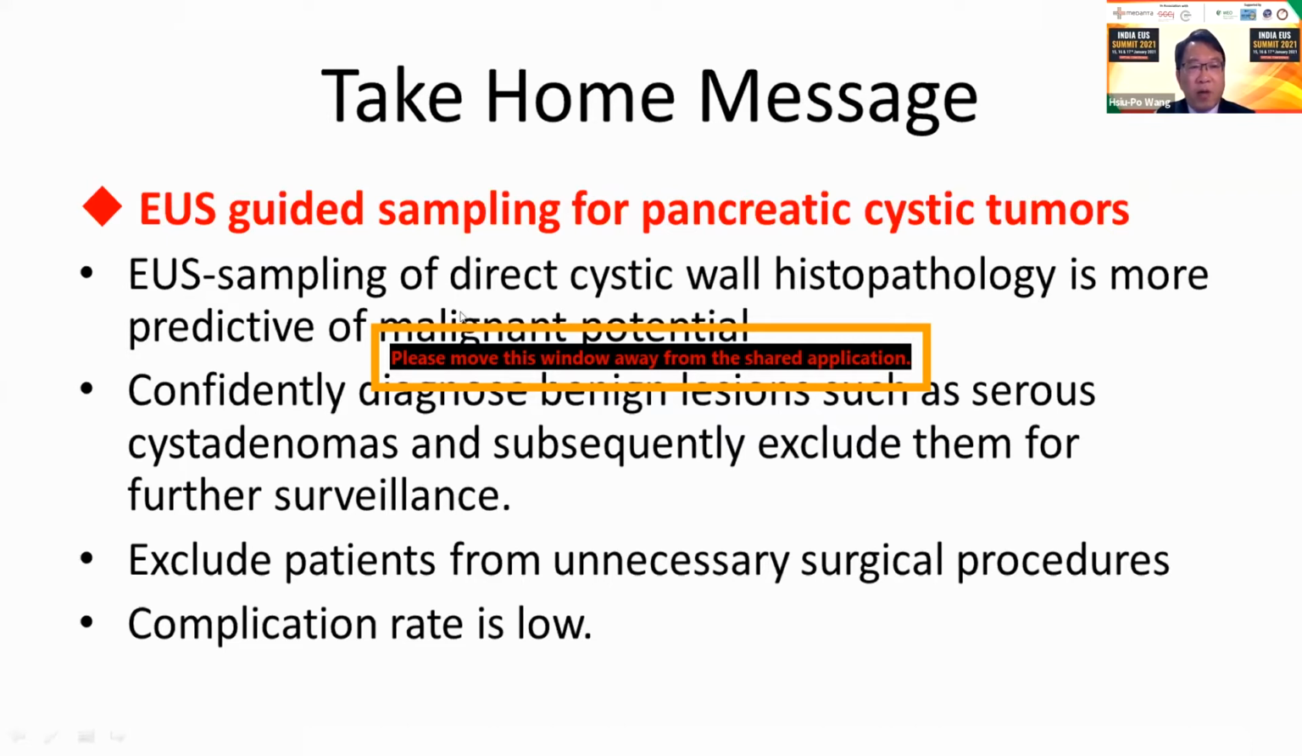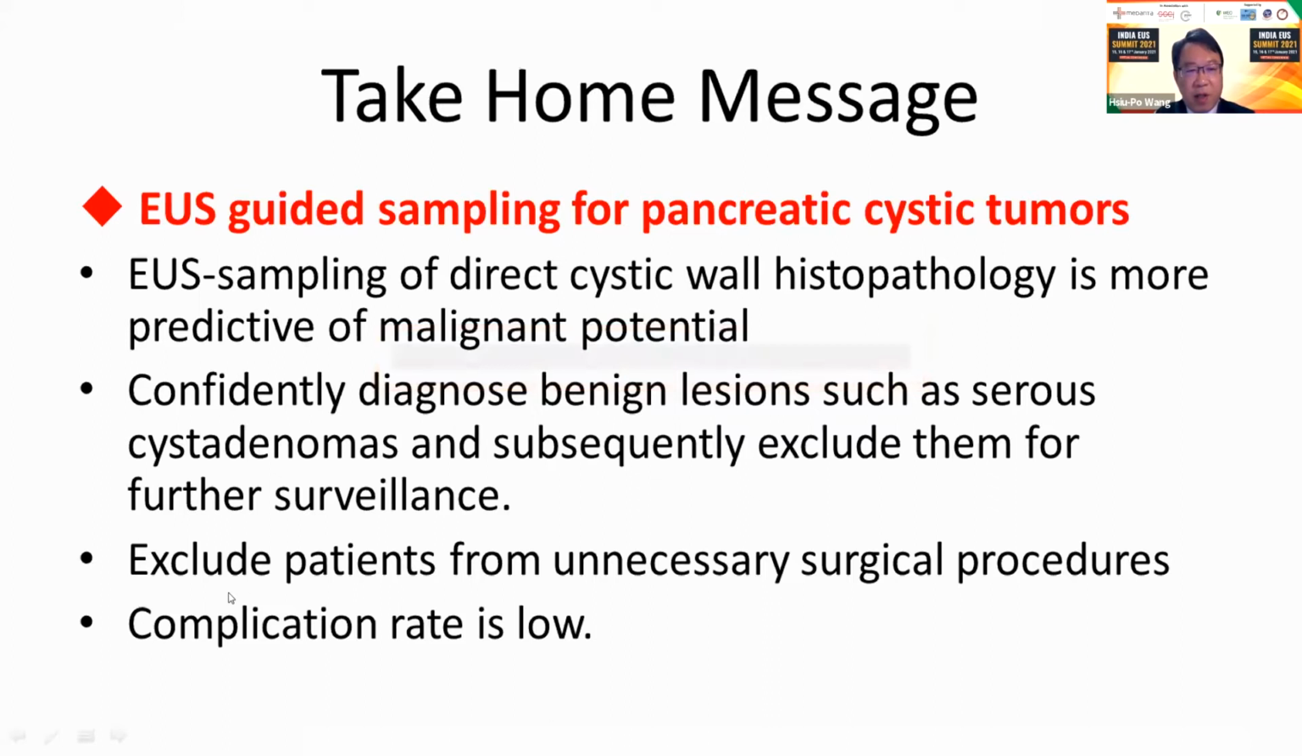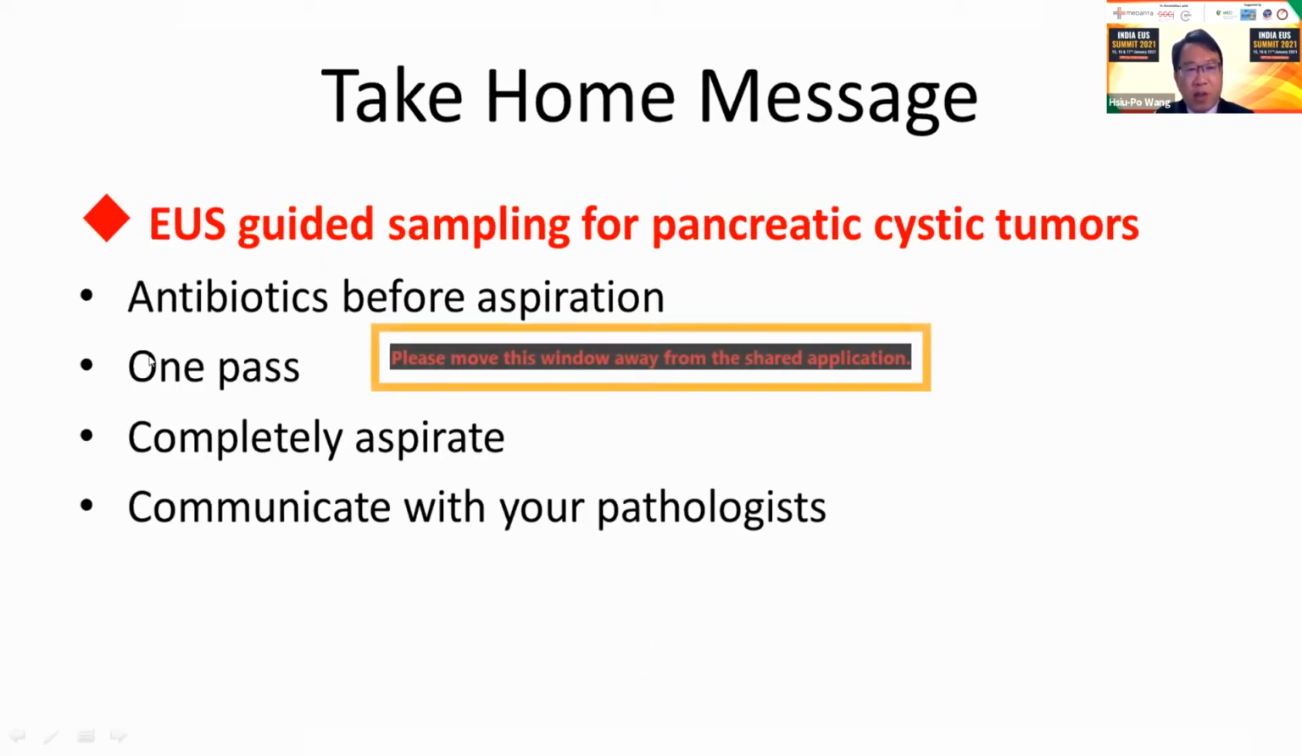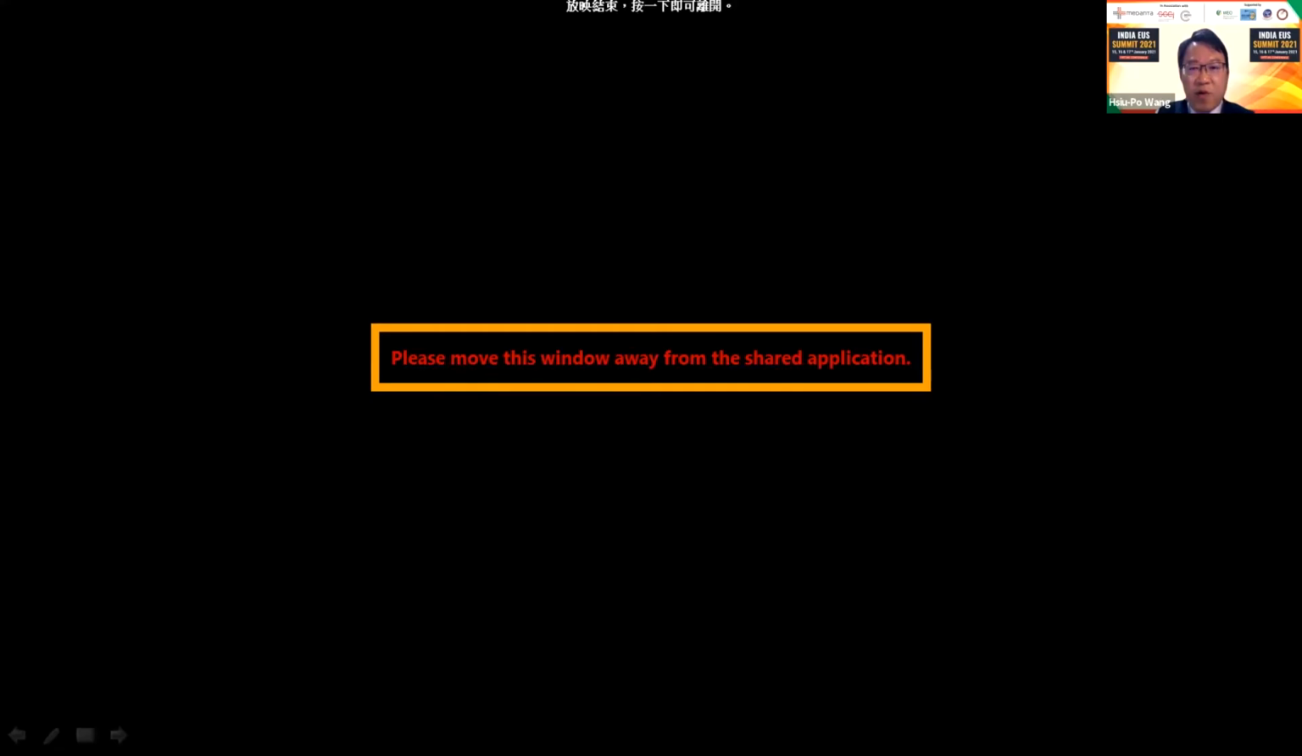My conclusion is that EUS sampling directed to the cyst wall, with histology, is more predictive of malignant potential, and can confidently diagnose benign lesions such as serous adenoma, subsequently excluding them from further surveillance, and also excluding patients from unnecessary surgical procedures. The complication rate is low. The most important things are antibiotics before aspiration, 1 pass, and complete aspiration. Also communicate with your pathologist about the result of the EUS FNA procedure. Thank you for your attention.